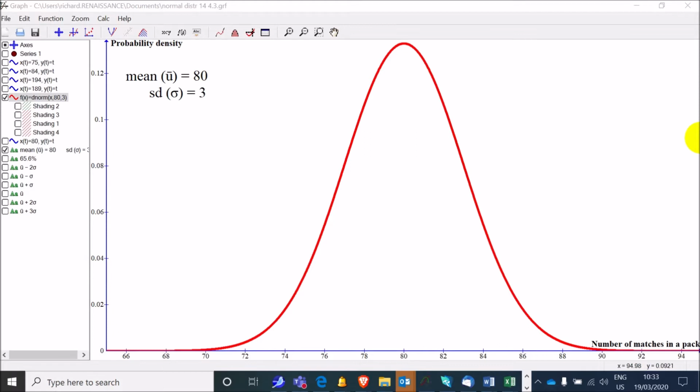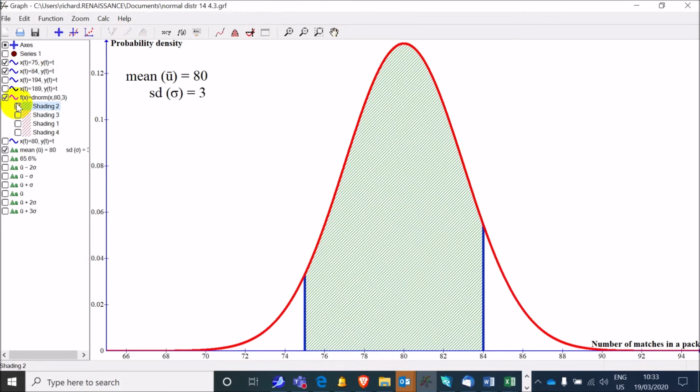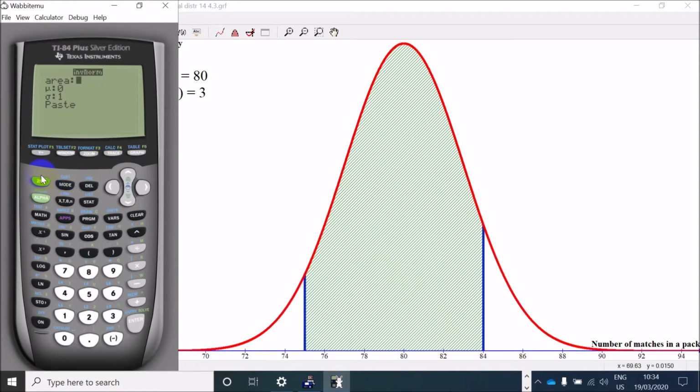The calculator can do other things as well. So one of them I'm going to show. And when you look back at, suppose we want to look at all the probability that the matchboxes are between 75 and 84. See, that's this particular part. Now you know how to calculate it. Our graphical calculator can also draw it. So let me open it up.